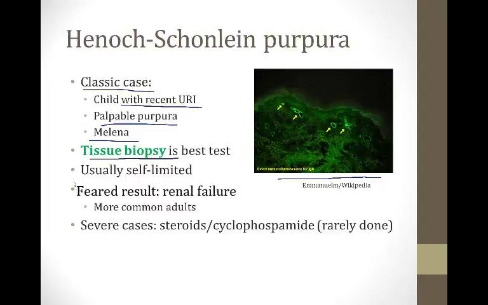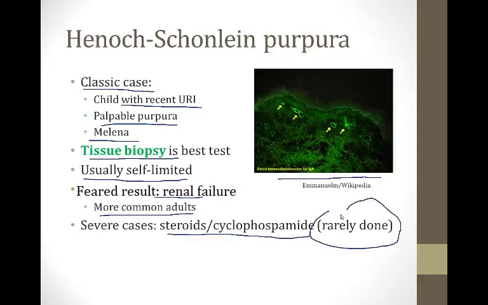Usually, Henoch-Schönlein purpura is self-limited and requires no treatment. The feared result is renal failure from the IgA deposition in the kidneys. This is more common when adults get the condition. Some severe cases have been treated with steroids and cyclophosphamide, just like many of the vasculitis syndromes, but this is rarely done because, as I said before, it's usually a self-limited problem.